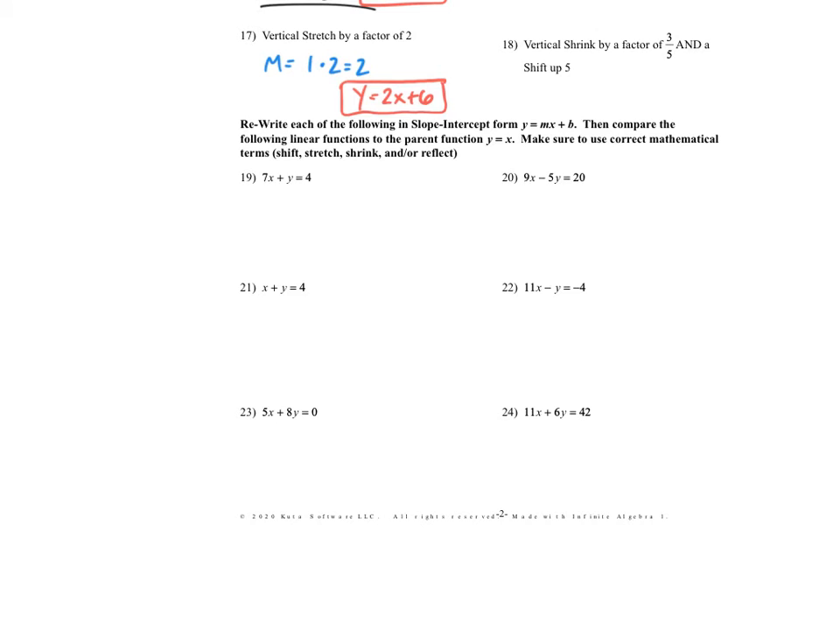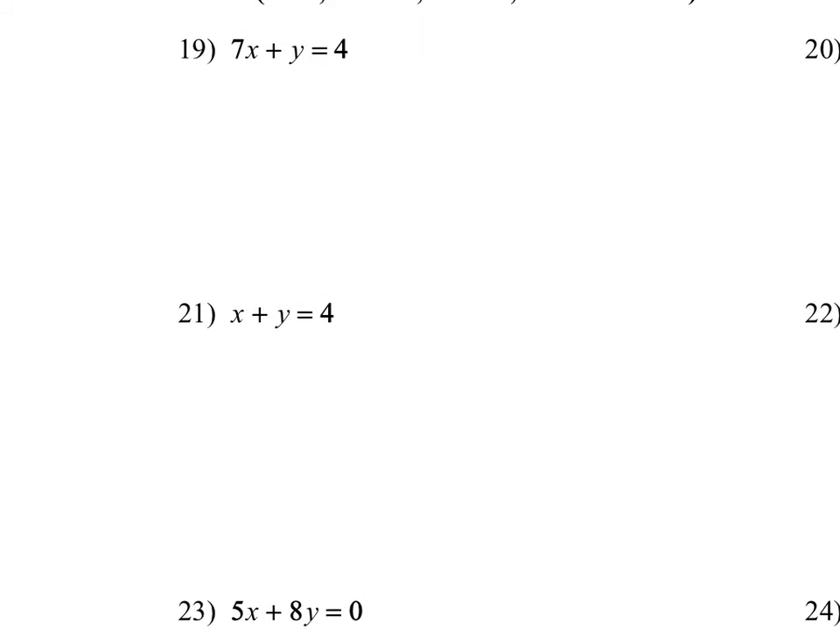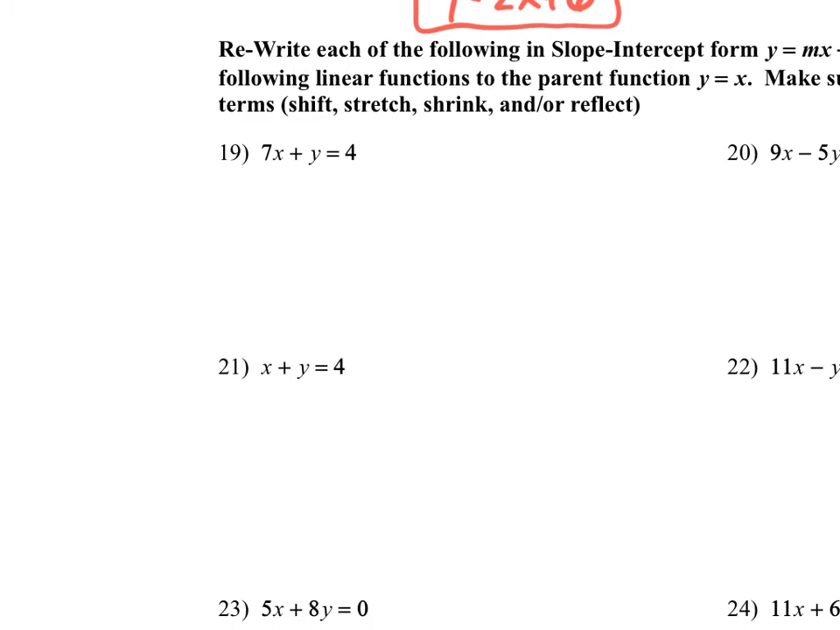Okay? So, I will do number 19 to get us started. They want it in slope-intercept form. Well, we've been doing that for a couple weeks now. That means you need to get y by itself. So looking at this, that means I'm going to subtract 7x from both sides. And I'm left with y is equal to negative 7x plus 4.